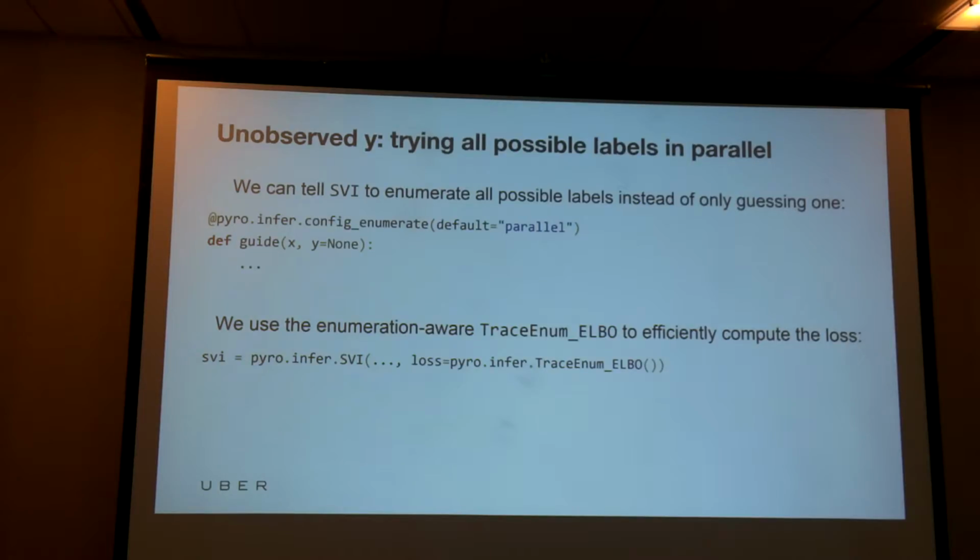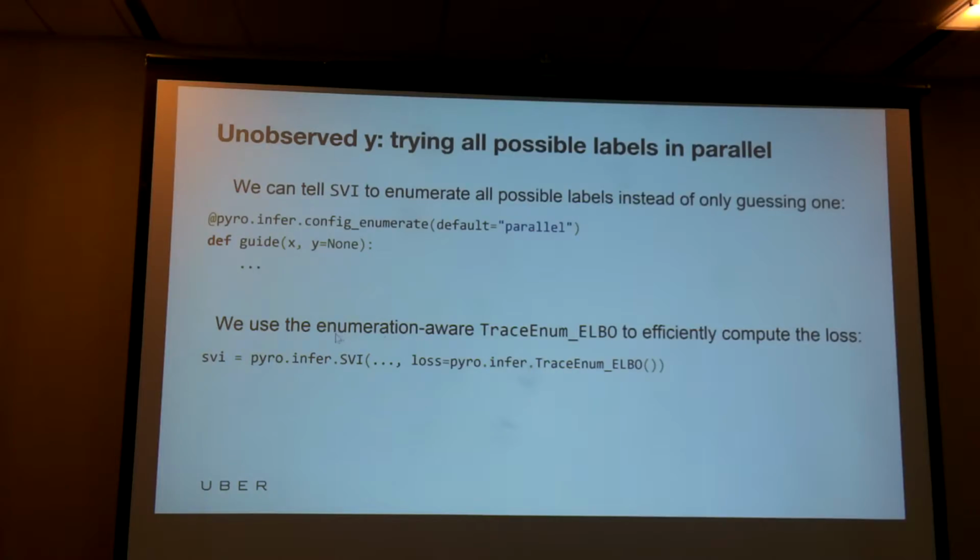So all you have to do is use this decorator, a higher order function, which again has a very simple implementation internally, with the same logic that we saw at the end of the last tutorial, built from some of the same building blocks. What it does here is mark all of the discrete sample sites, things that can be enumerated, and tells the inference algorithm that it should try expanding them and enumerating them in parallel instead of sampling.